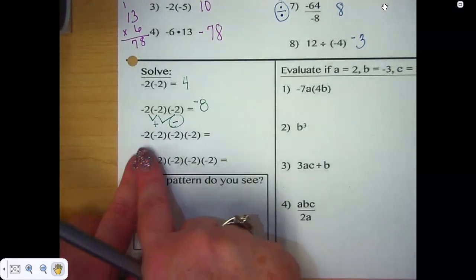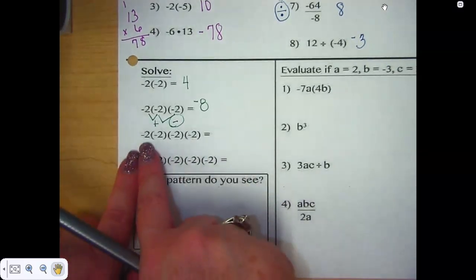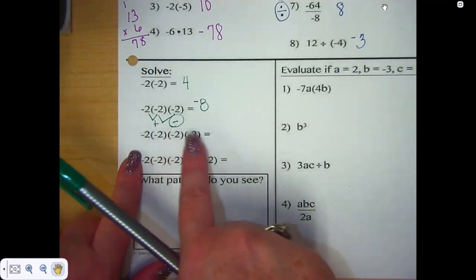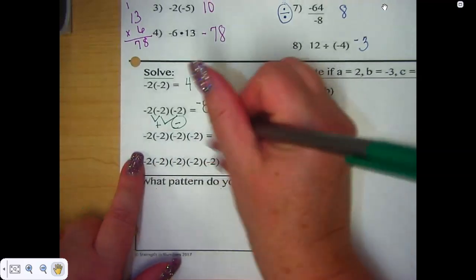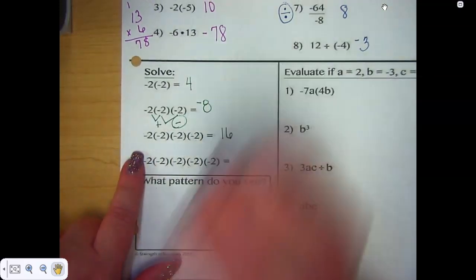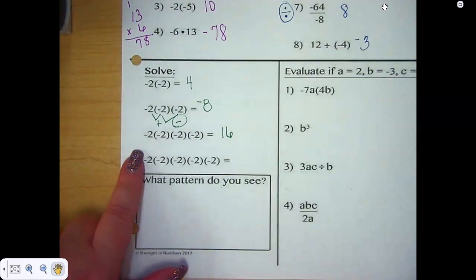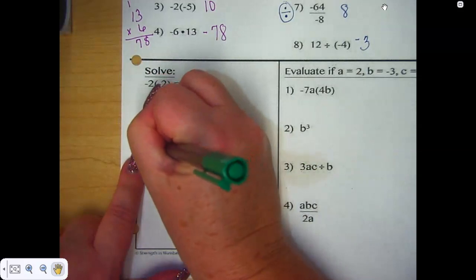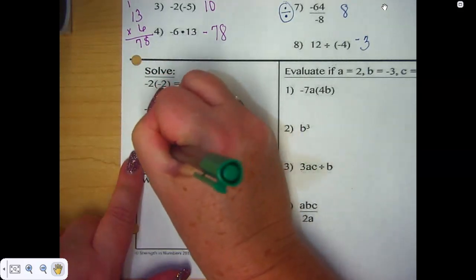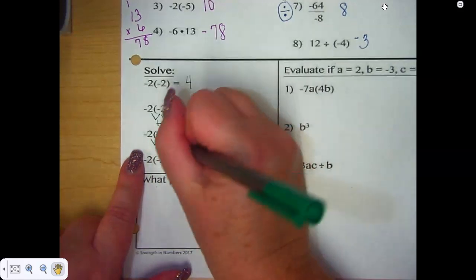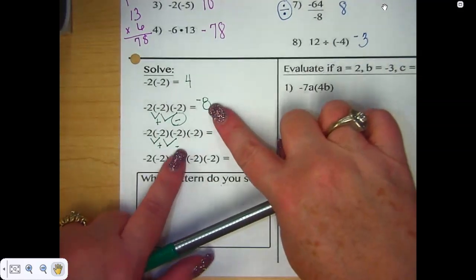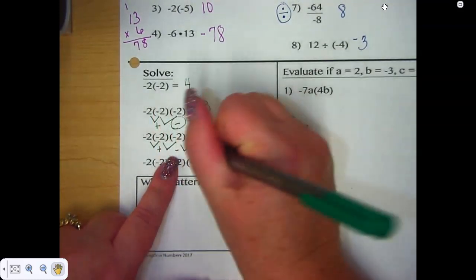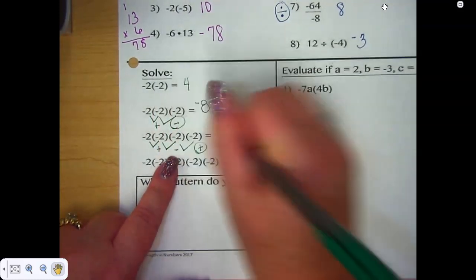Okay, so let's see when we add one more factor. 2 times 2 is 4. 4 times 2 is 8. 8 times 2 is 16. Now, do you think it's going to be positive or negative? Well, a negative times a negative is a positive. A positive times this negative is a negative, right? This is where we were with negative 8. Negative 8 times a negative 2, so a negative times a negative is a positive, so it's a positive 16.